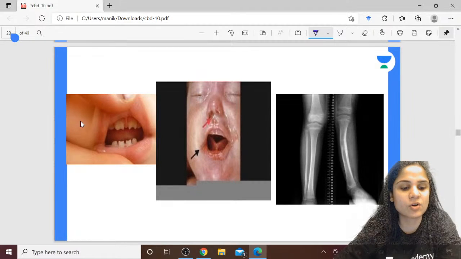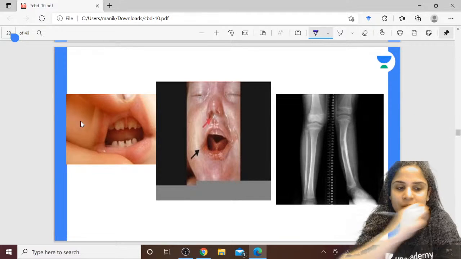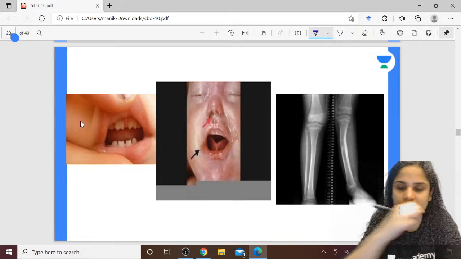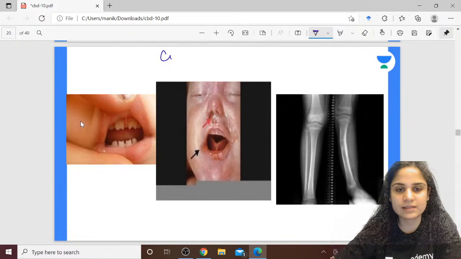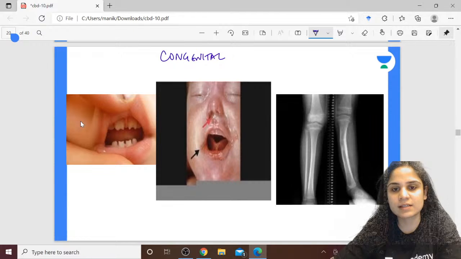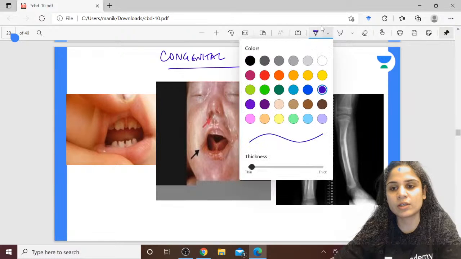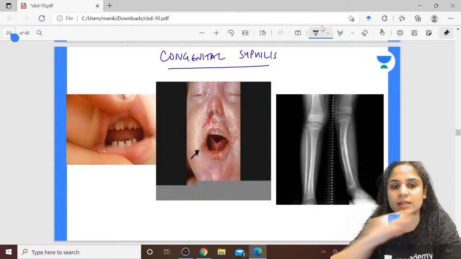Okay, syphilis is wrong answer. Yes, Nishi is also wrong. The correct answer is given by Selva Kumar and Manoj Rishi. Okay, so all of these signs are telling me about congenital syphilis. Not just syphilis, it is congenital syphilis. Alright, so now tell me what are the features of congenital syphilis.